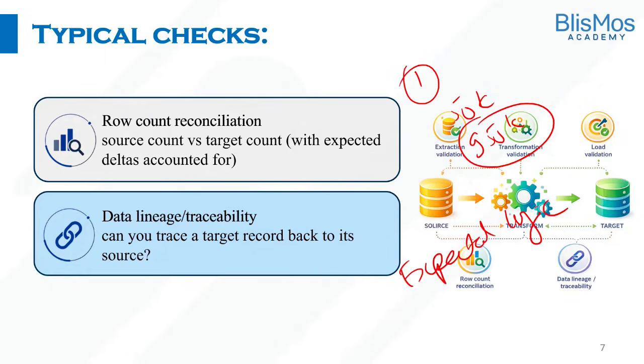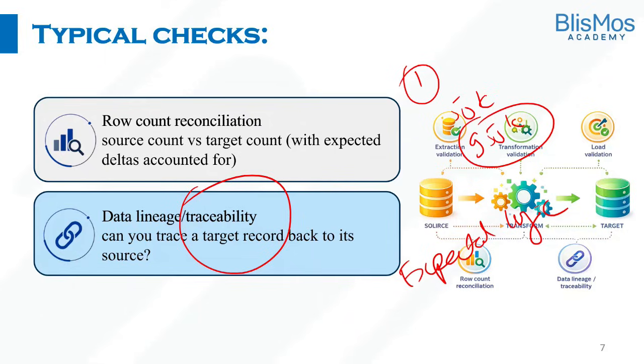The second concept is data lineage or traceability. If I select a record in the target system, ideally I should be able to trace that record back to the source and understand what transformations were applied along the way. On a lighter note, reconciliation and traceability is basically the data equivalent of asking, where did you come from and what happened to you on the way here?